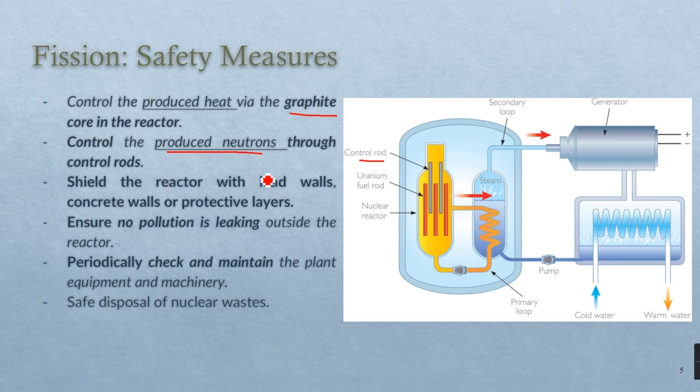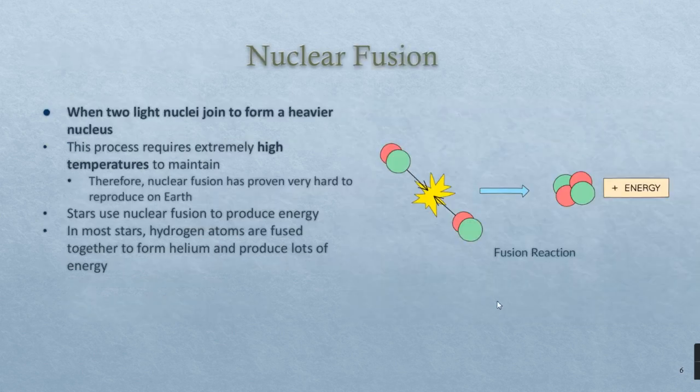We also need a shield of some sort to protect the reactor from leakage or seeping radiation, so we need lead walls or concrete walls to protect the reactor. This will help ensure there is no pollution due to leakage from outside of the reactor. We also need to perform periodic checks and maintenance of the whole power plant, the nuclear reactor and the machinery inside of it, and make sure there is safe disposal of any nuclear waste that comes out of this nuclear reactor.